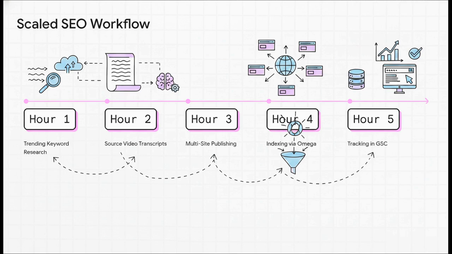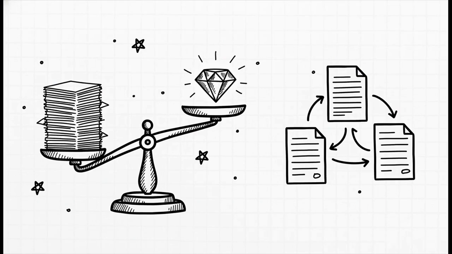Hour 3 is your multi-site publishing. Hour 4, you're indexing via tools like Omega. And by hour 5, you're already tracking the results in Google Search Console. It is a continuous, totally repeatable pipeline. But here is the major catch. Scale literally only works if quality stays intact.